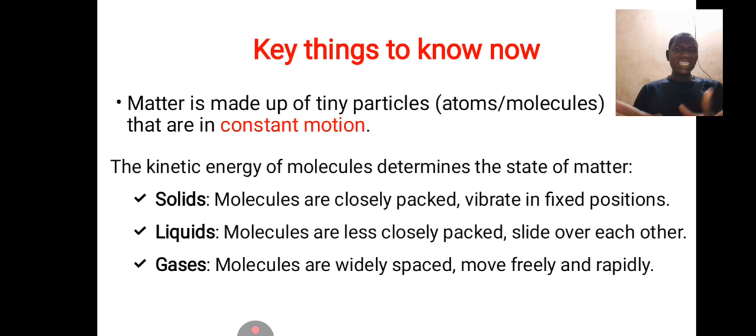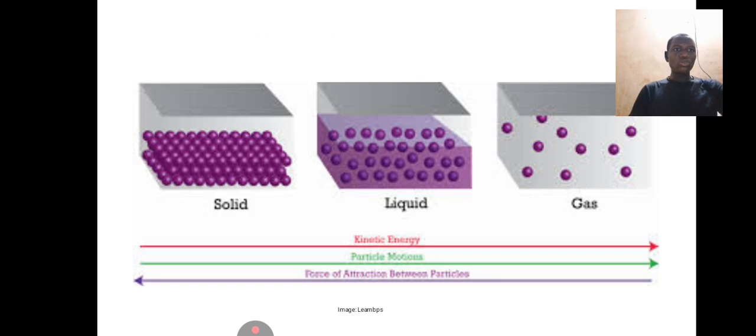Alright, so I've already explained that solids are closely packed together and vibrate about a fixed point. In liquids, the molecules are closely packed, though not as close as in solids, and they can slide over each other, like in liquid water. Then in gases, the molecules are widely spaced out and they move freely and rapidly. This is clear, I believe. Let's go. Good. Here is a good example.